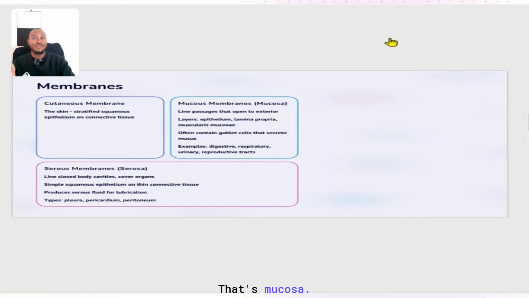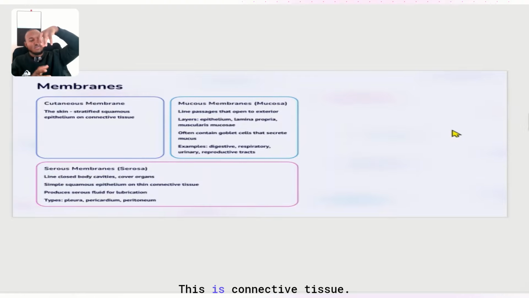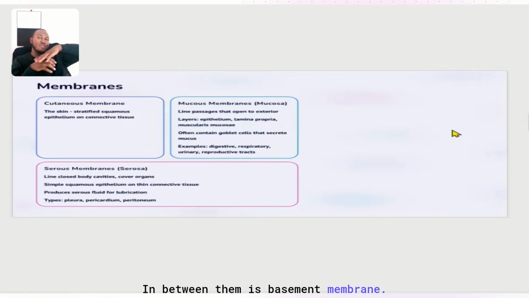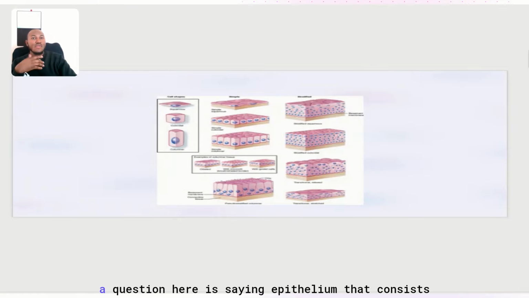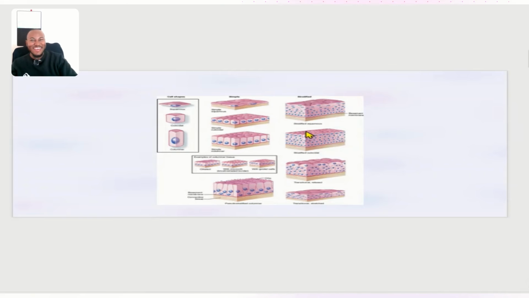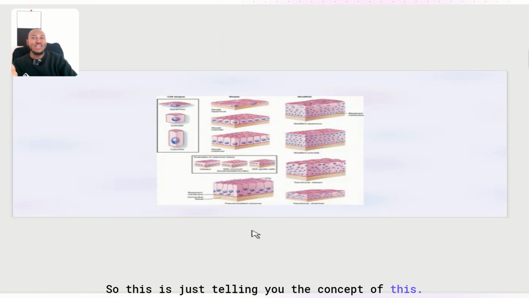That's mucosa. Now, there's a question they asked about the basement membrane found between dash and dash. Remember, this is the epithelium, this is connective tissue. In between them is the basement membrane. The epithelium is staying on top. I've mentioned this before, so I'm not stressing on it. Now, a question here is saying epithelium that consists of more than one layer is called what? This is a giveaway. So this is just telling you the concept of this, right?